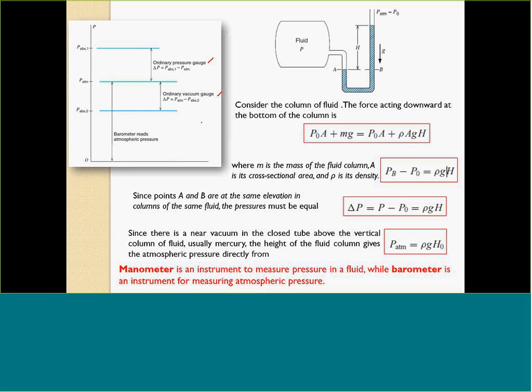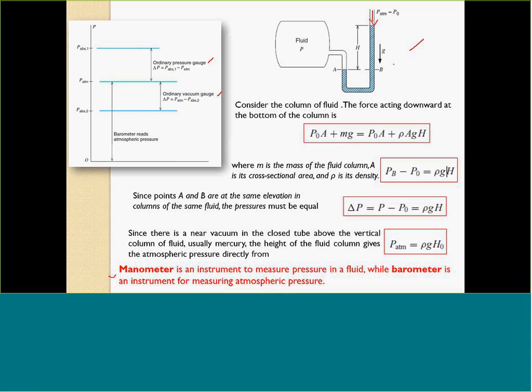Out of this, they actually came up with the instruments called the barometer and also the manometer. When we use these instruments, we actually measure the amount of pressure. As you can see, the bottom is the instrument that measures the atmospheric pressure. Basically, this is under the manometer. So, force acting downwards.